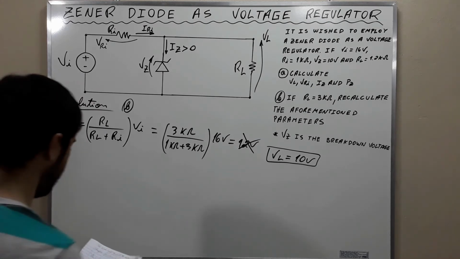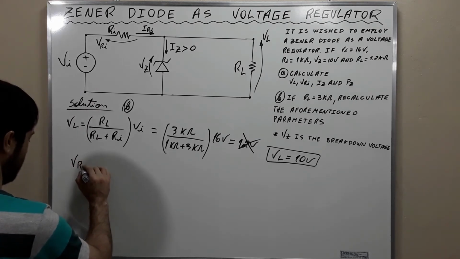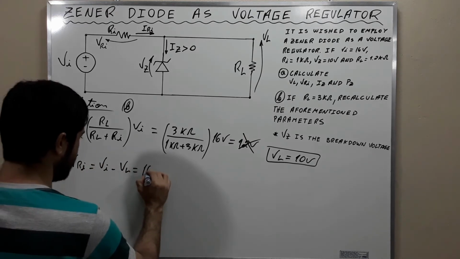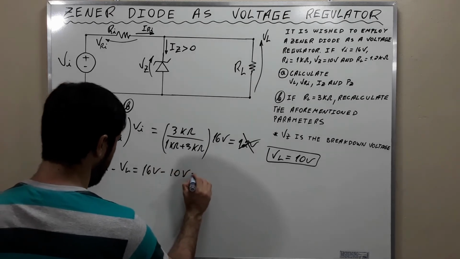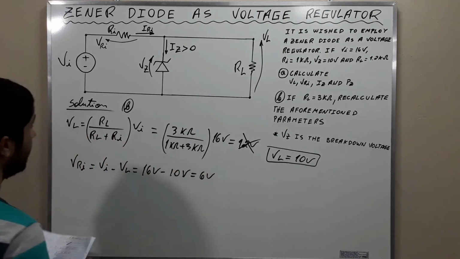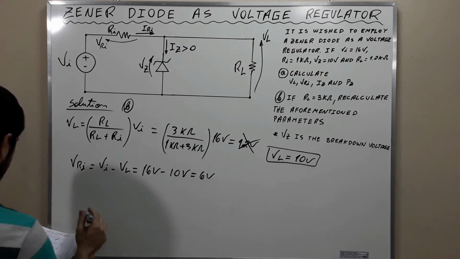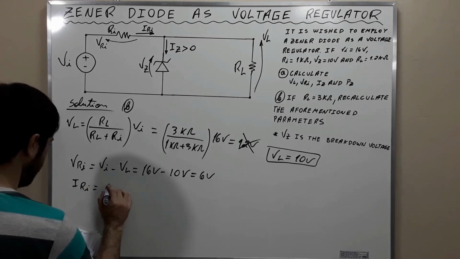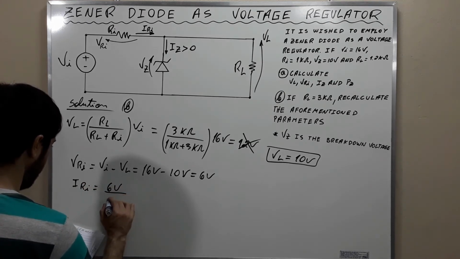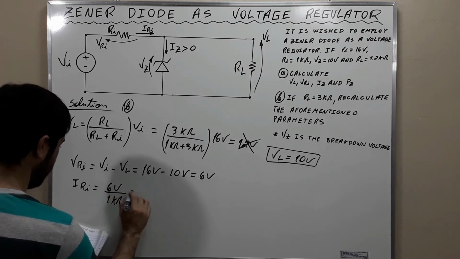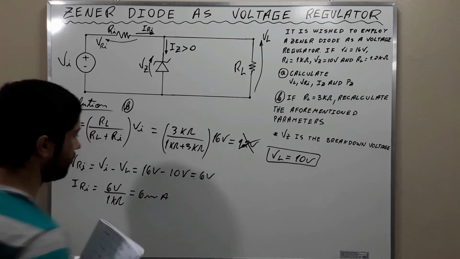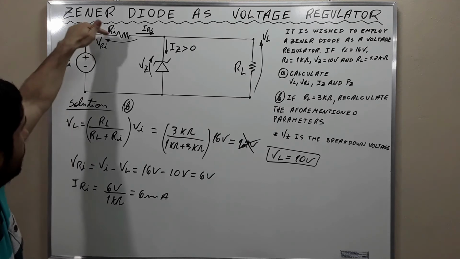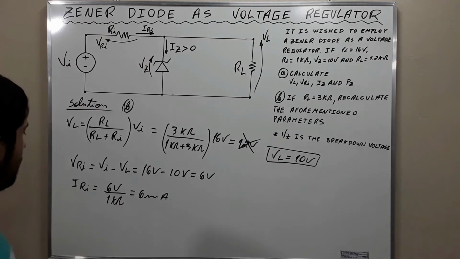Now let's recalculate it all. VRI is equal to Vi minus VL, which is 16 volts minus 10 volts, which is 6 volts. Okay, the currents will be IRI equal to 6 volts divided by 1 kilo ohm, which is 6 milliamperes. This voltage here, VRI, divided by this resistance is equal to this current.